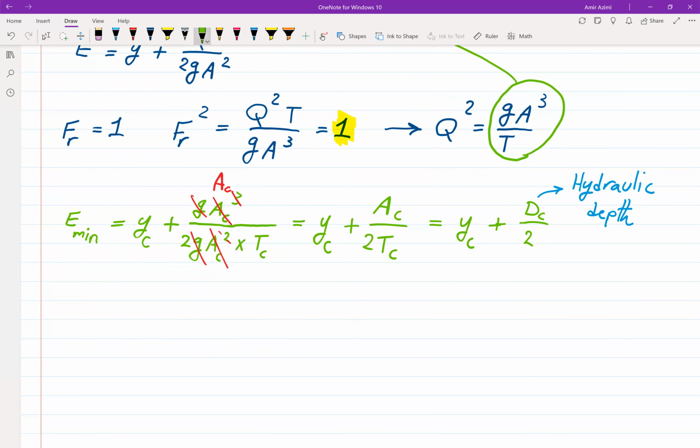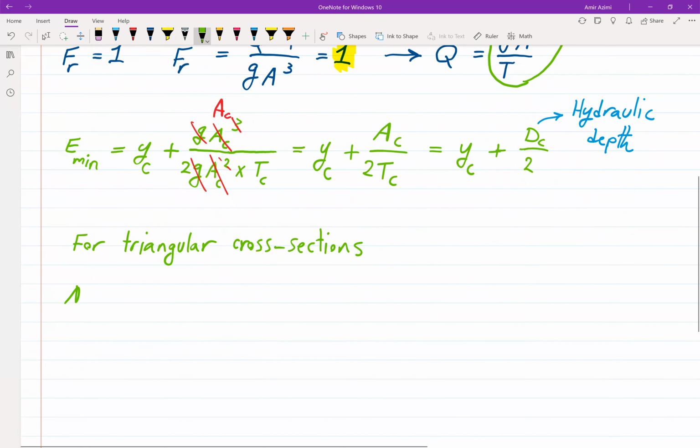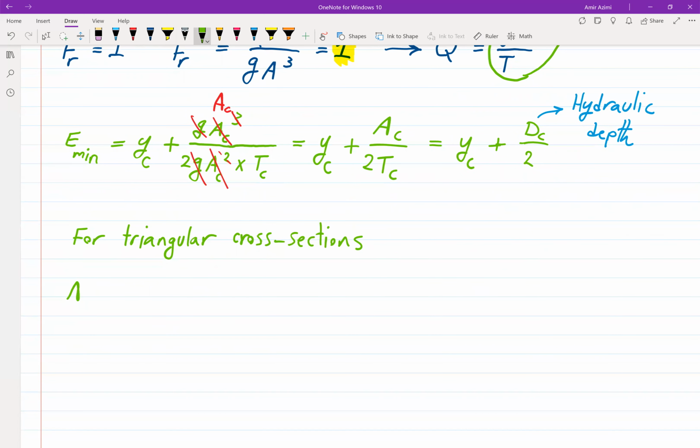Now, I know the relationship for the cross-sectional area in a triangular cross section: the cross-sectional area is equal to m y square, and the top width is 2 m y. So I'm going to use that in the energy equation.